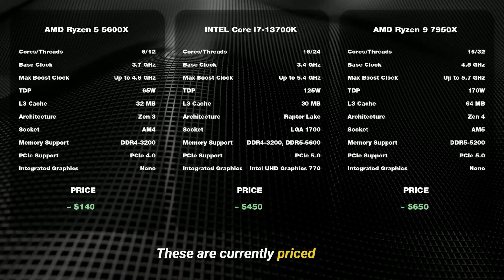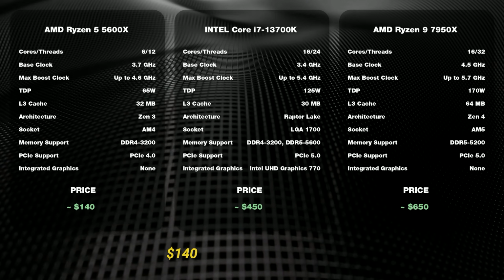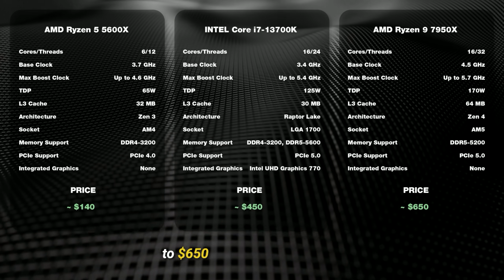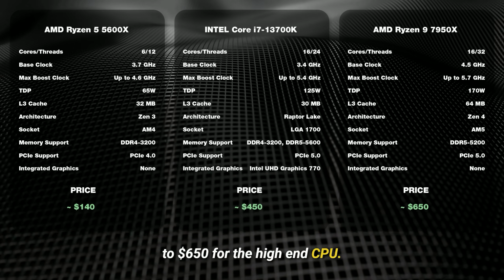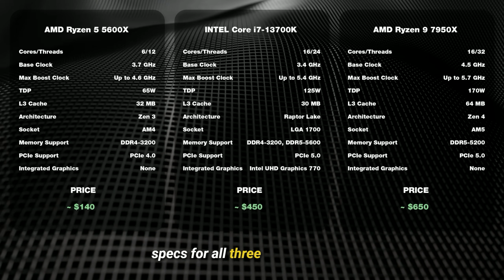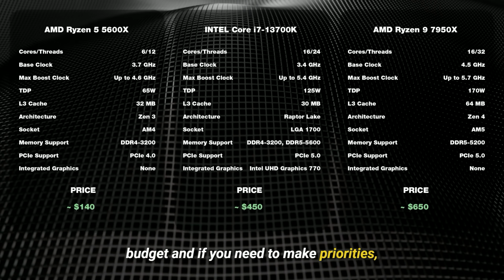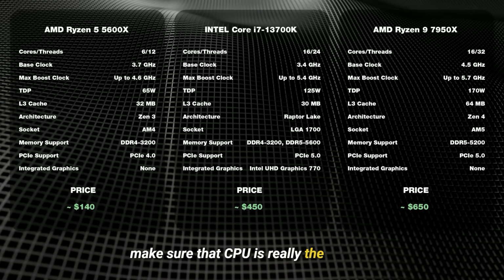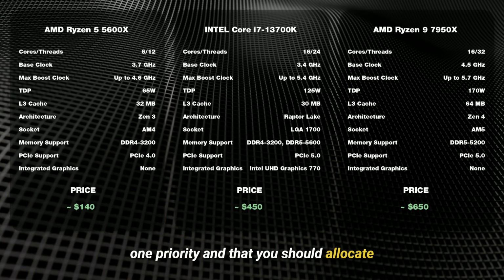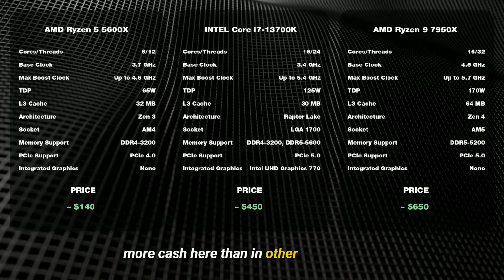These are currently priced from $140 for the entry-level CPU to $650 for the high-end CPU. You can see the differences in specs for all three products here. Just keep in mind that if you're tight on a budget and if you need to make priorities, make sure that CPU is really the number one priority and that you should allocate more cash here than in other components.